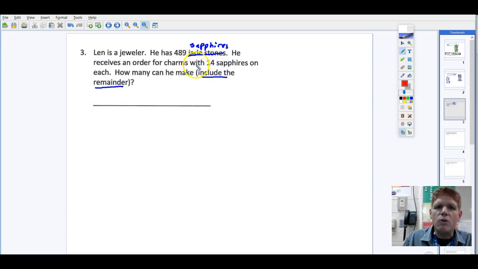All right, so what kind of operation is this? Well, we have 489 stones, so we have a big amount of stuff, 489, and we are splitting that up into pieces. And all of those pieces are the same size. They are 14, 14, and so on. Each one of them is 14. So all those are splitting up. Now, what kind of problem is that?